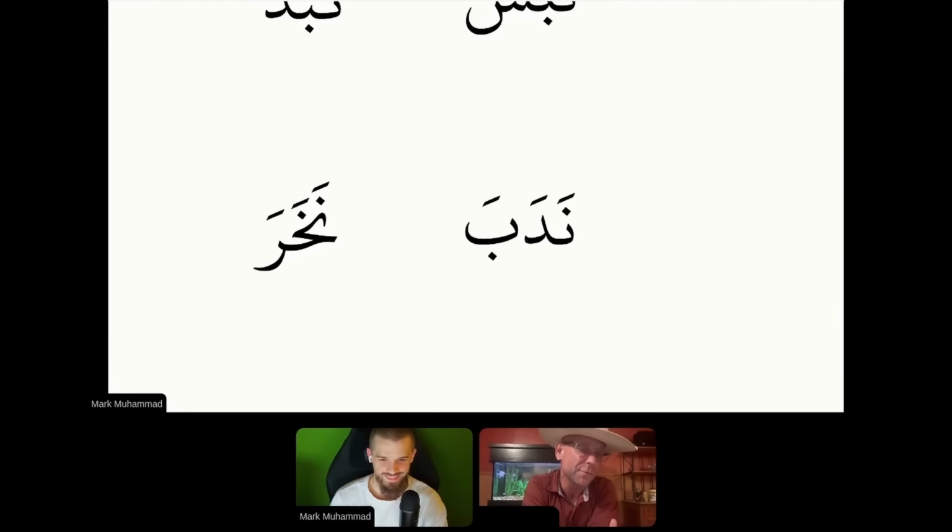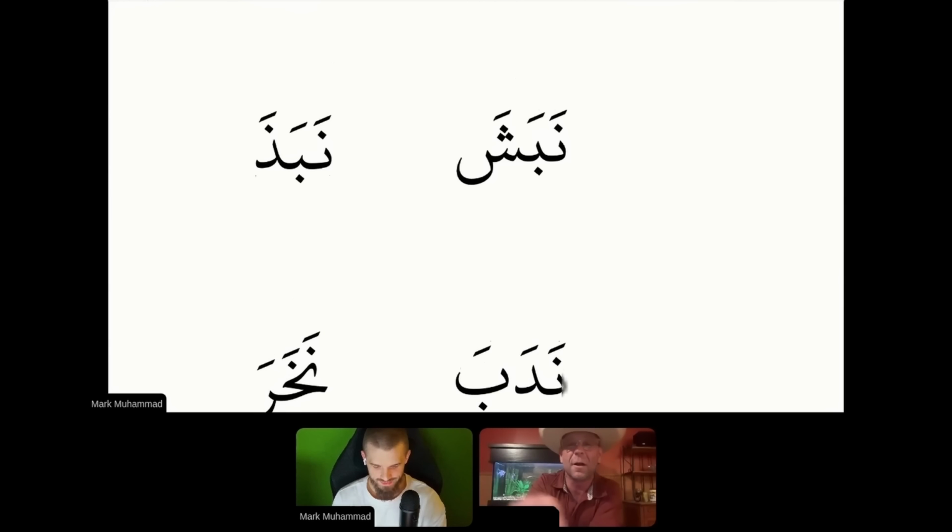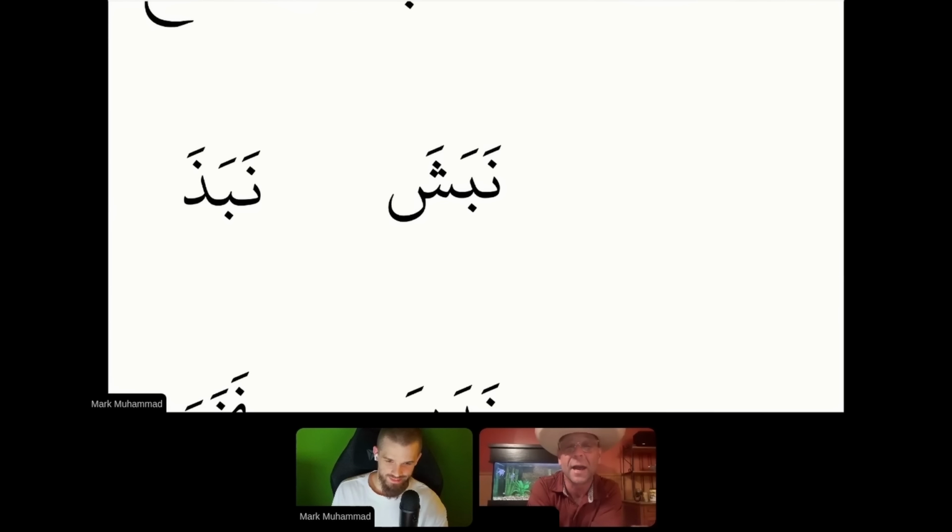Can I look at that one again real quick? It's a little hard on the eyes, but I'm making it out. I know the ba because of the one dot underneath it. When I saw the ba, I don't think I've seen a ba connected to a seen or a sheen. Now I can see it, but I didn't see it before. It almost looked like it had too many.